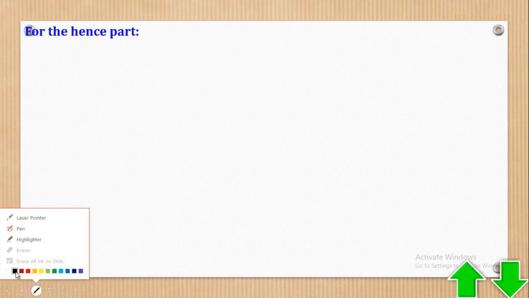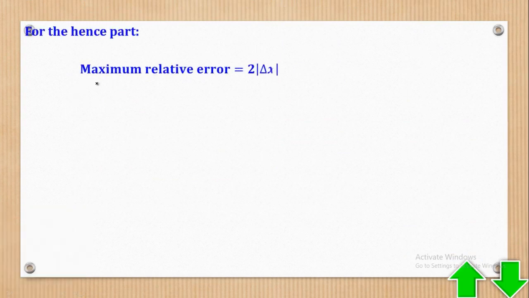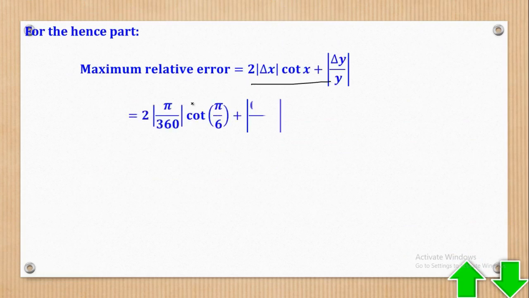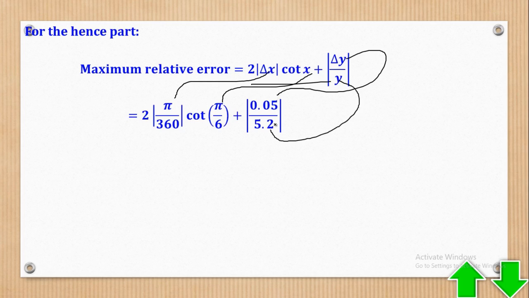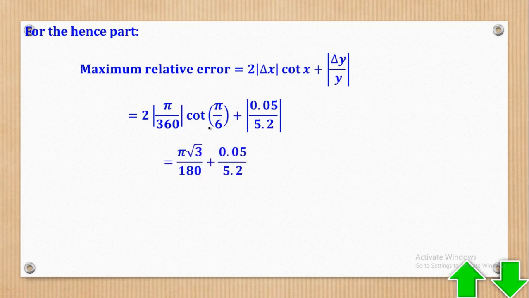So now we shall go to the hence part. We already know that the maximum error is given by this expression. Therefore, the values of x and delta x are given. Remember, the value of delta x was pi over 360 and the value of x was pi over 6. The value of delta y was 0.505 and the value of y was 5.2. So when you substitute those, we shall be able to simplify and come up with that.